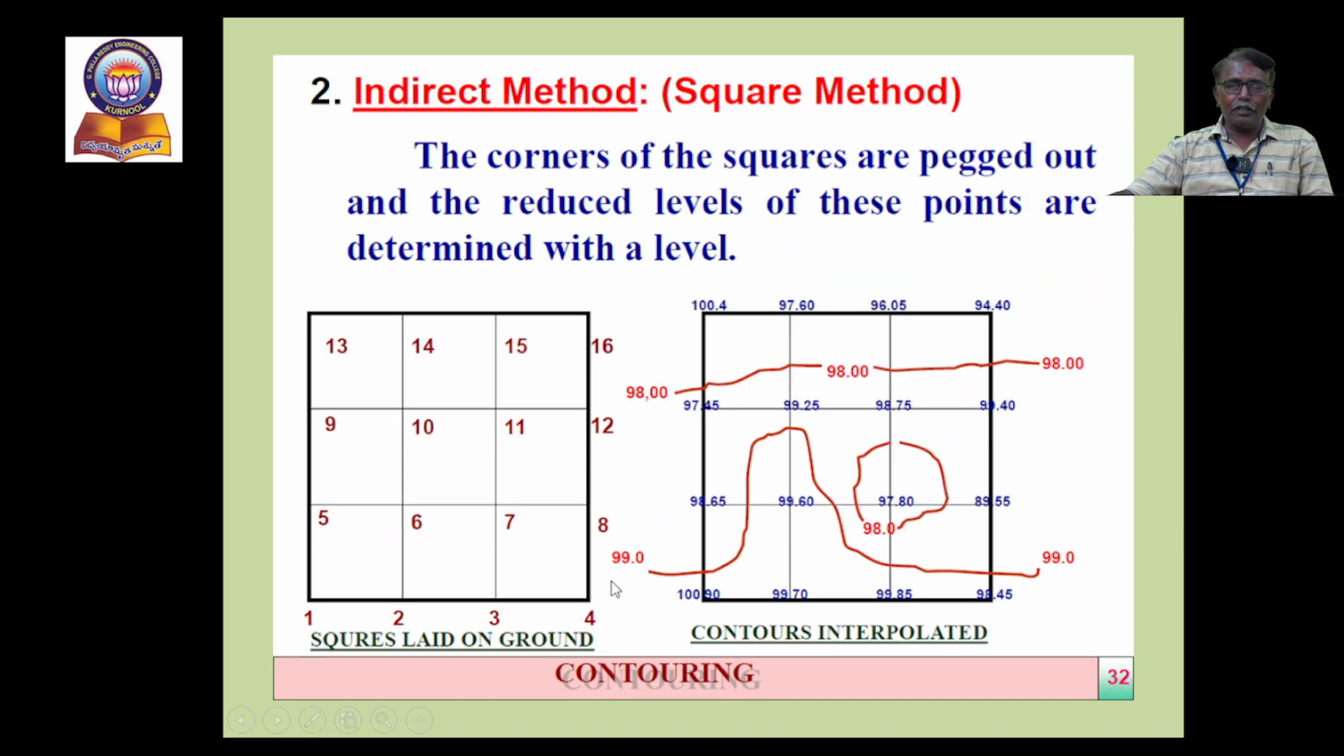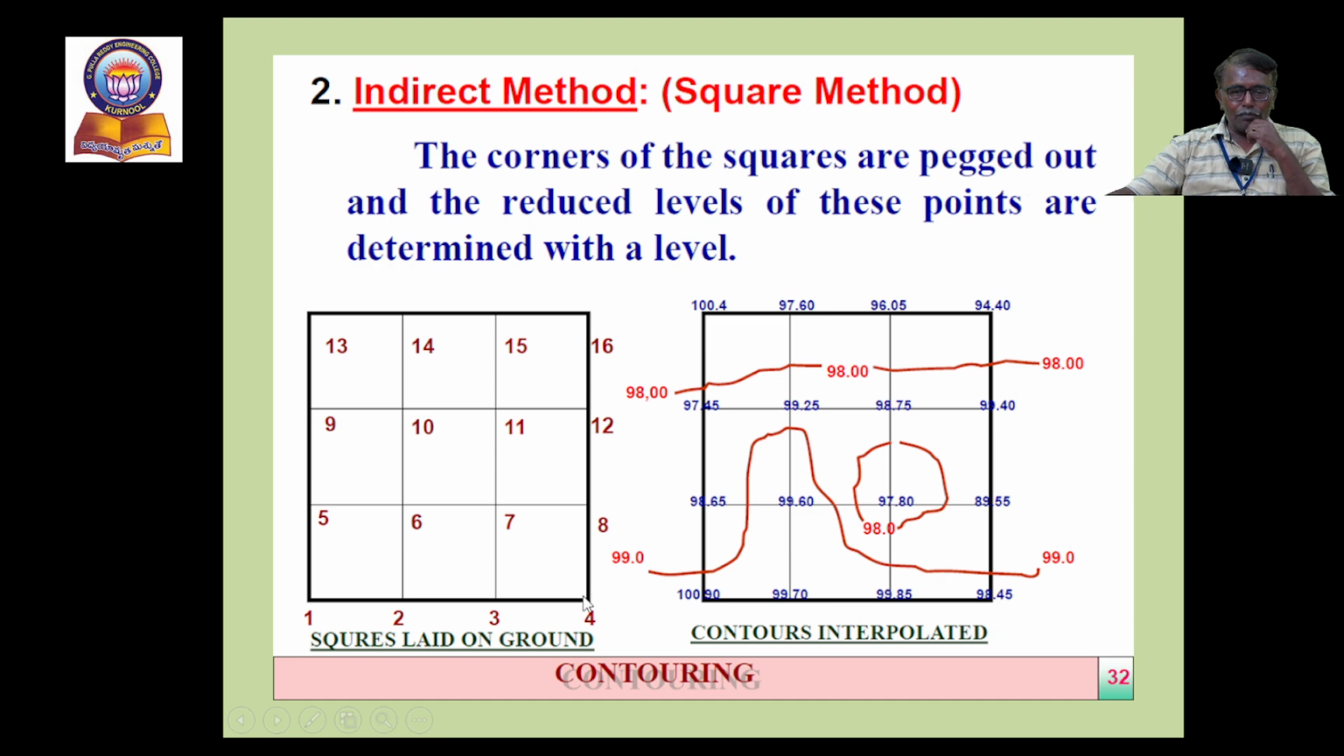The second one is the indirect method, the square method. The corners of these squares are pegged out, and the reduced levels of these points are determined with a level. So, the square method.